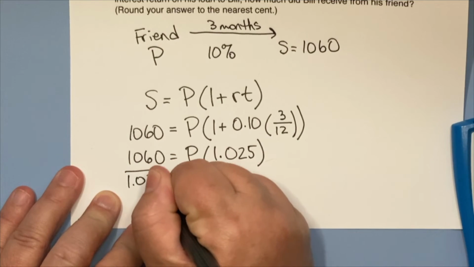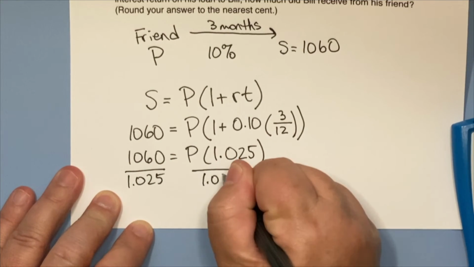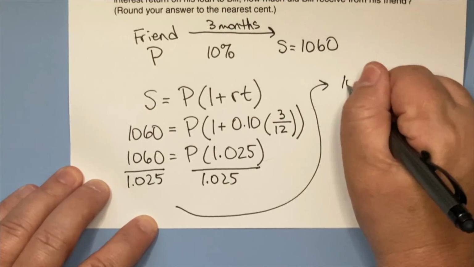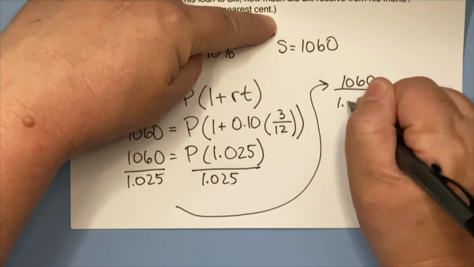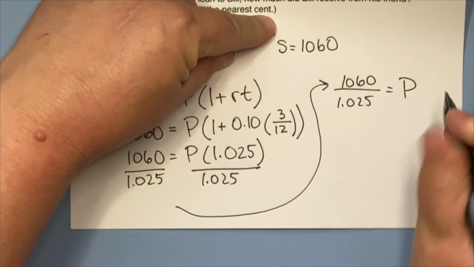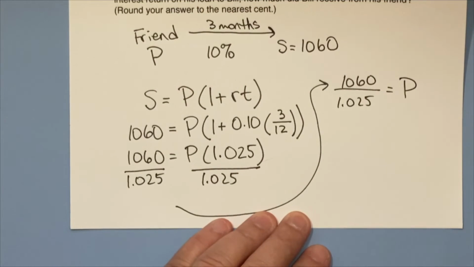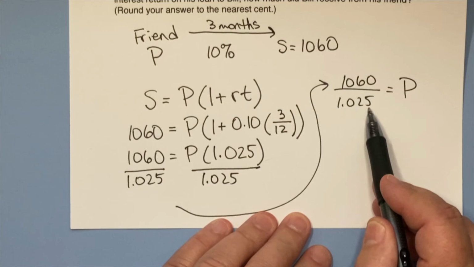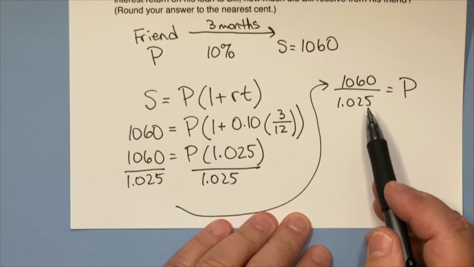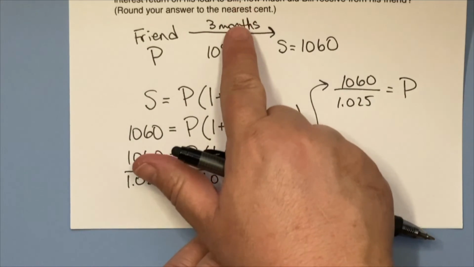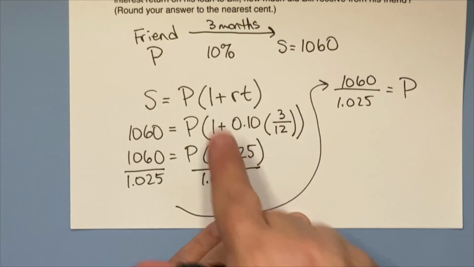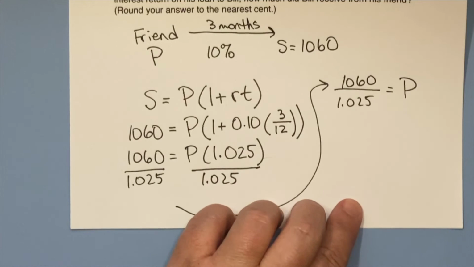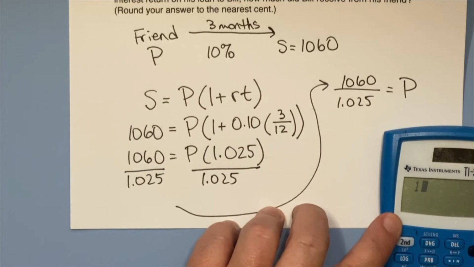So 1060 all over 1.025 is the principal that we're interested in. And just in case you're curious, what is 0.025? That's the interest rate. So 2.5% is what the friend will be earning over those 3 months, not per year total. It's 10% per year, but only a quarter of a year. So you earn 2.5%. Let me go ahead and clear this.